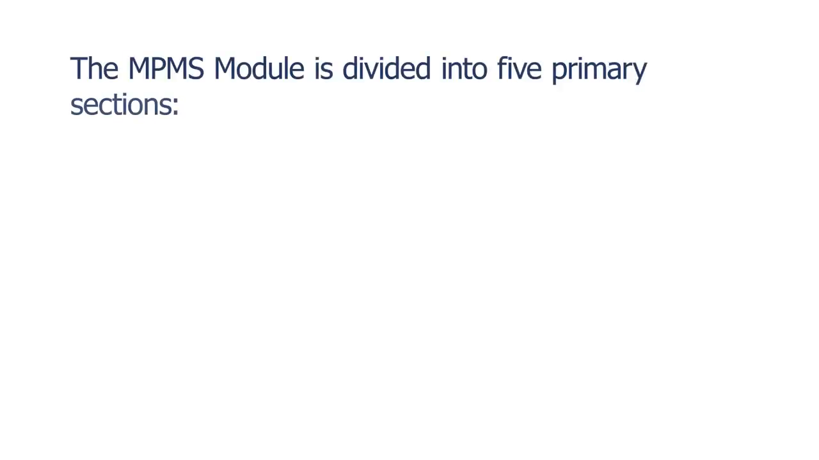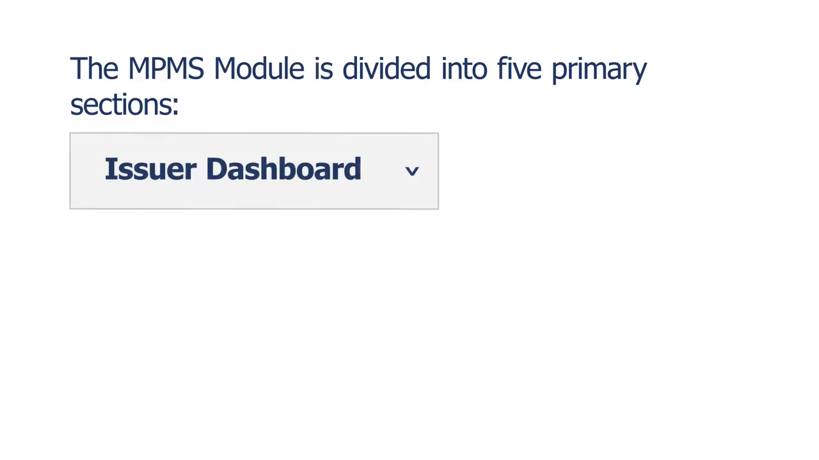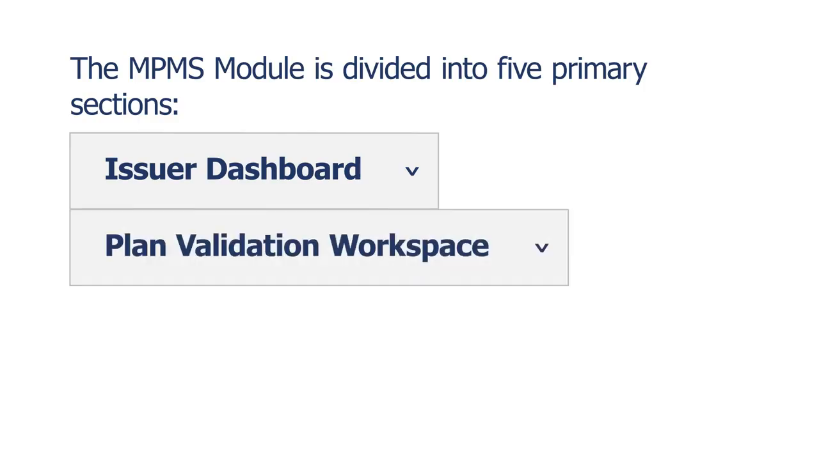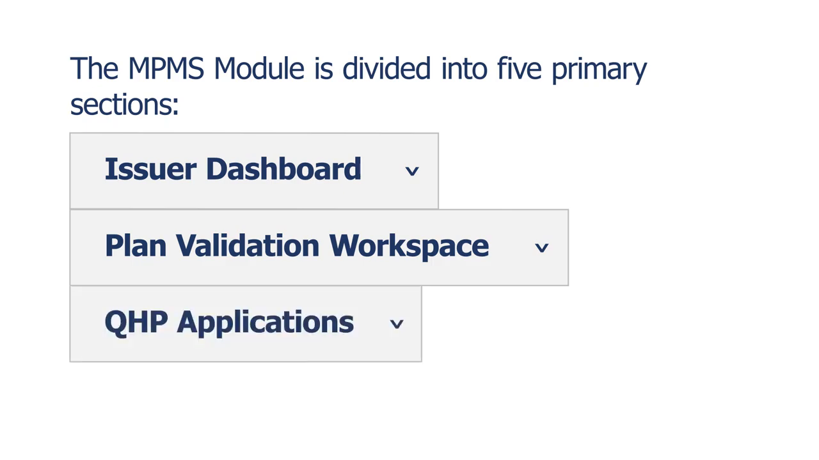The MPMS module is divided into 5 primary sections. Issuer Dashboard, where issuers access announcements pertaining to their applications, metrics about any applications they may have started for the current plan year, and easy navigation to other areas of the system. Plan Validation Workspace, where issuers upload QHP application templates for validation and receive validation results prior to submitting their applications. QHP Applications, where issuers create or edit applications, link valid templates uploaded in the Plan Validation Workspace to their applications, complete attestations, provide supplemental application documentation, and access review results provided by CMS.